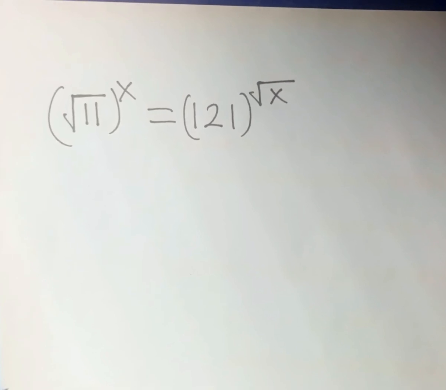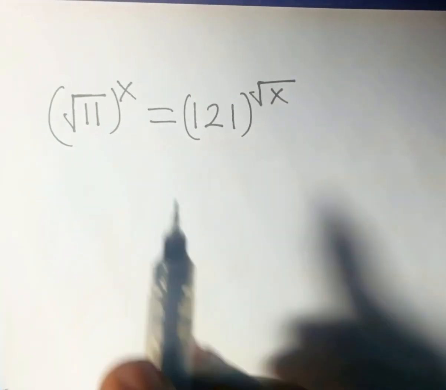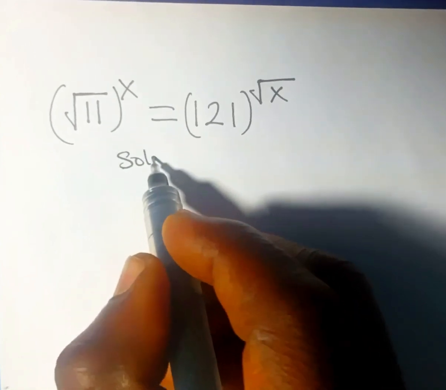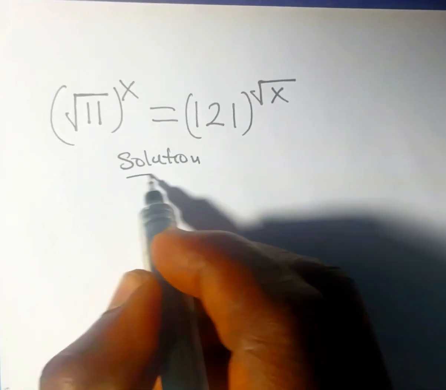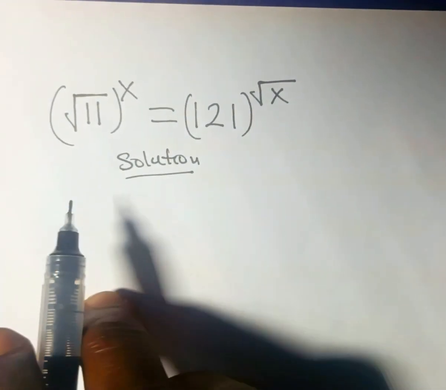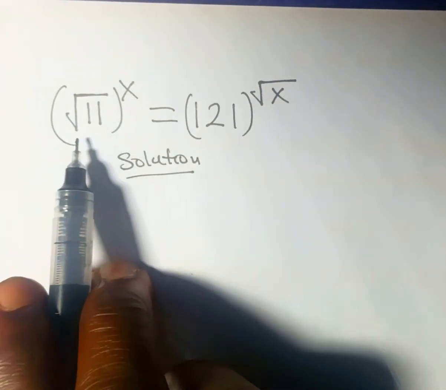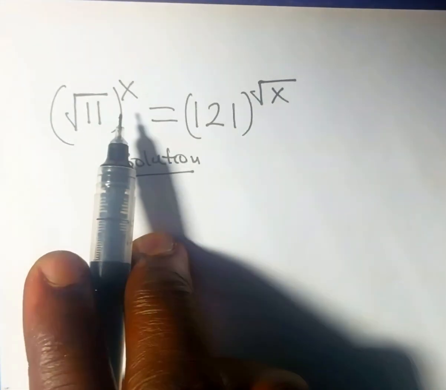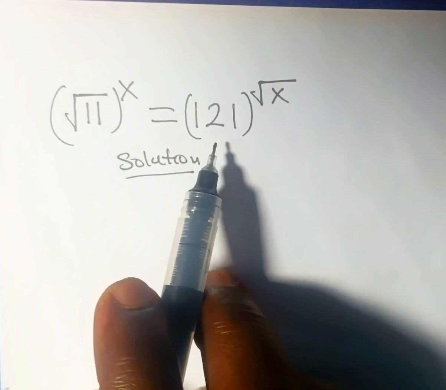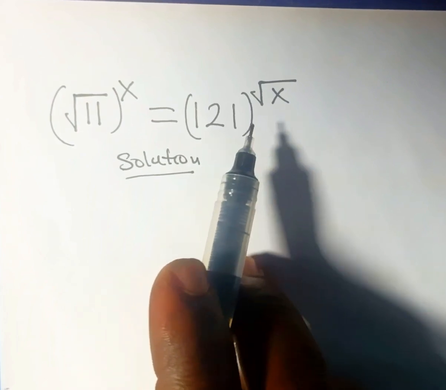We're going to solve for the value of x from this beautiful exponential equation. To solve for the value of x from this equation, we're going to start by solution. On the left hand side of this equation, we are given that square root of 11 all raised to the power of x is equal to the right hand side, which is 121 raised to the power of square root of x.